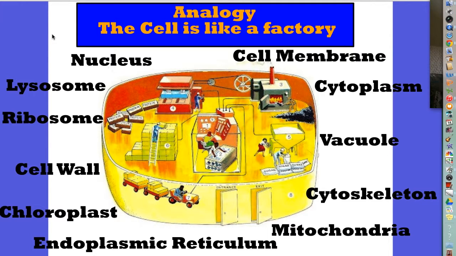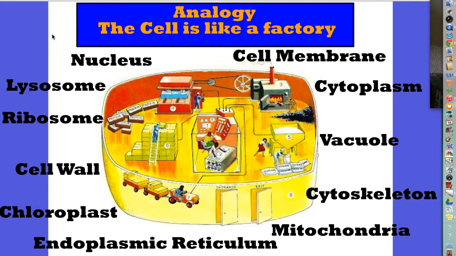Now, the cytoplasm is that jelly-like stuff that's inside of a cell and contains the organelles. That would be all of the space within the cell wall or within the factory walls. And so anything inside of the factory itself would be part of the cytoplasm.